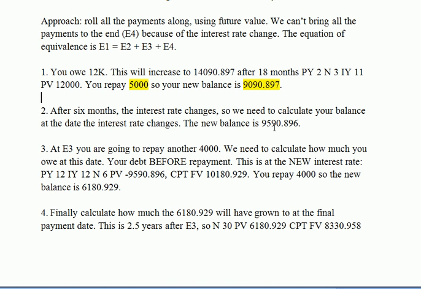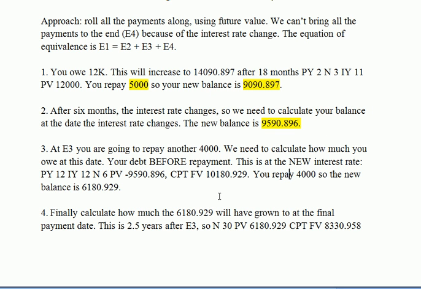Now, 6 months after you've had your cup of tea, the interest rate changes. So we need to calculate your balance at the date the interest rate changes. So that would in effect be 6 months later. Now your new balance on the day the interest rate changes is 9,950.896.